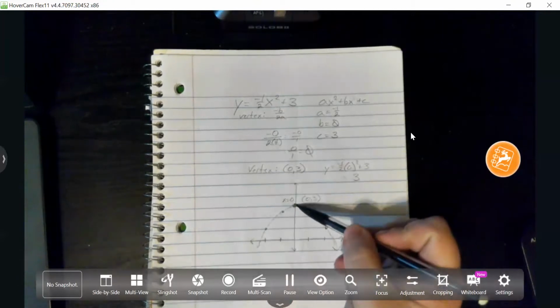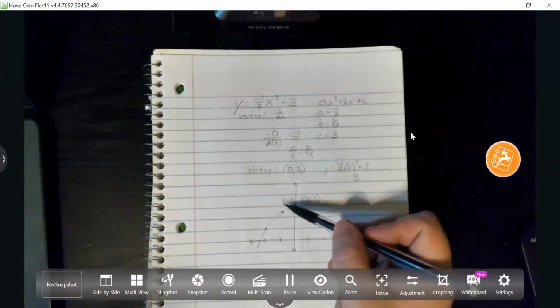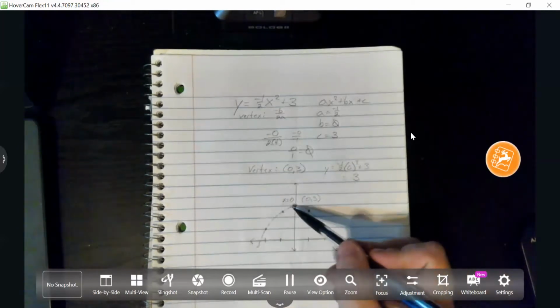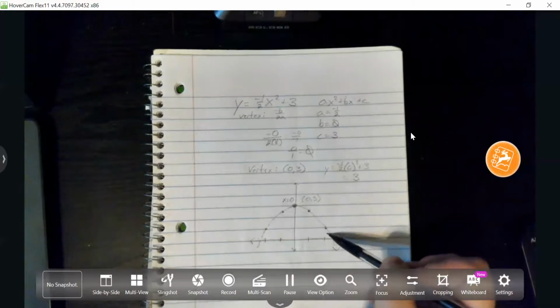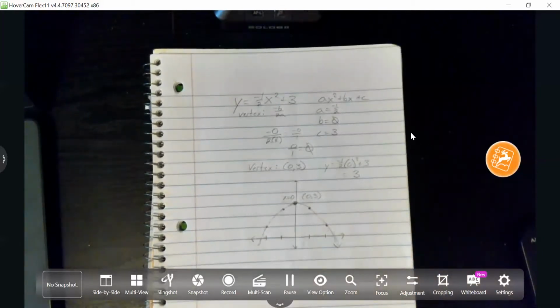Have you clearly labeled the vertex? Are you showing kind of where the axis of symmetry is? You can just write the equation next to it. And do you have at least 5 clean points on your graph? All right, so we have our basic graph here.